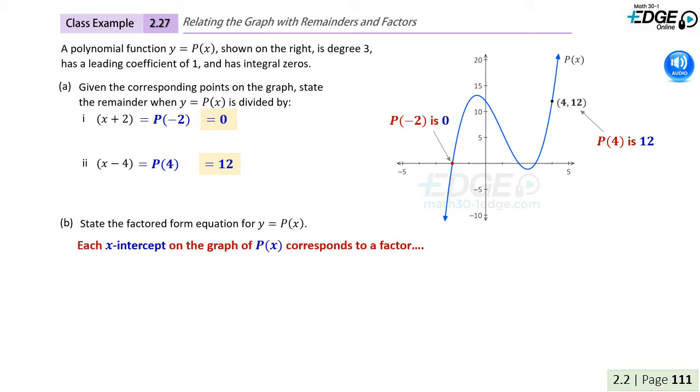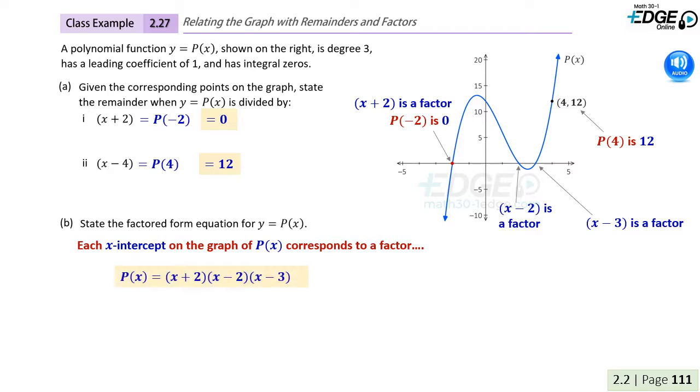Now we're asked to state the factored form of the equation for y equals p of x. We know that each x-intercept will correspond to a factor. Here we had a 0 at -2, so that will be a factor of x plus 2. We have a 0 at +2, so that factor will be x minus 2. And we have a 0 at +3, so x minus 3 will be a factor.